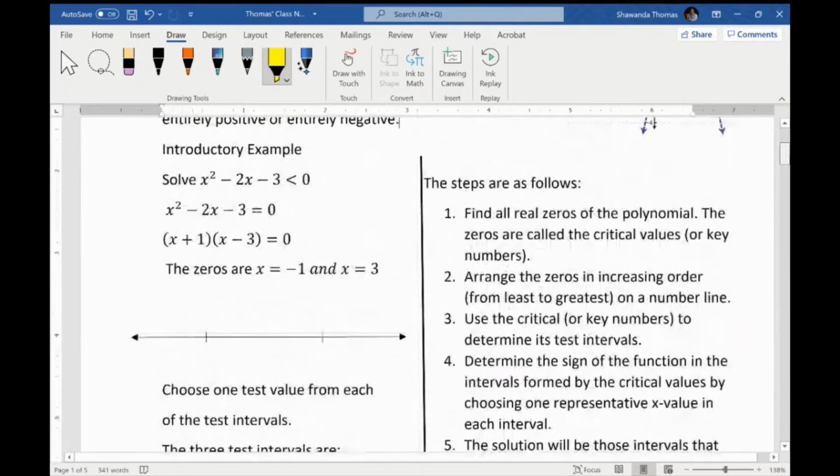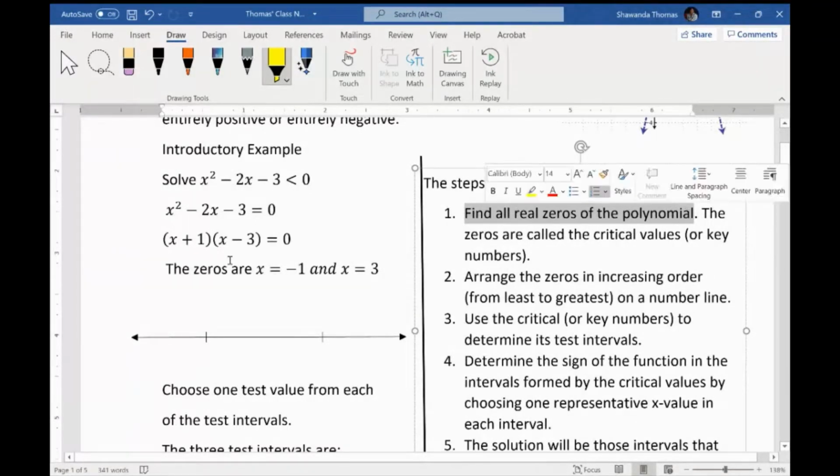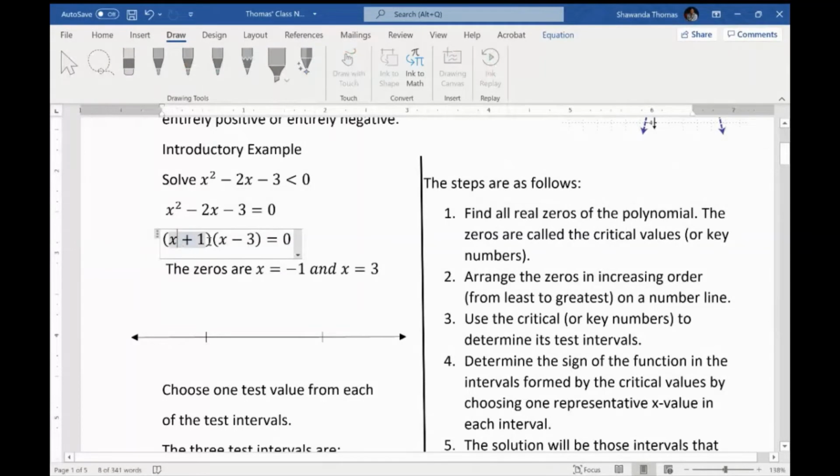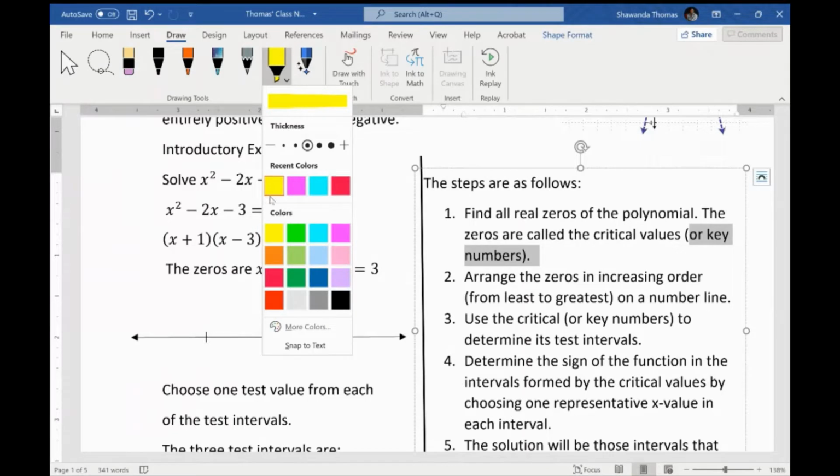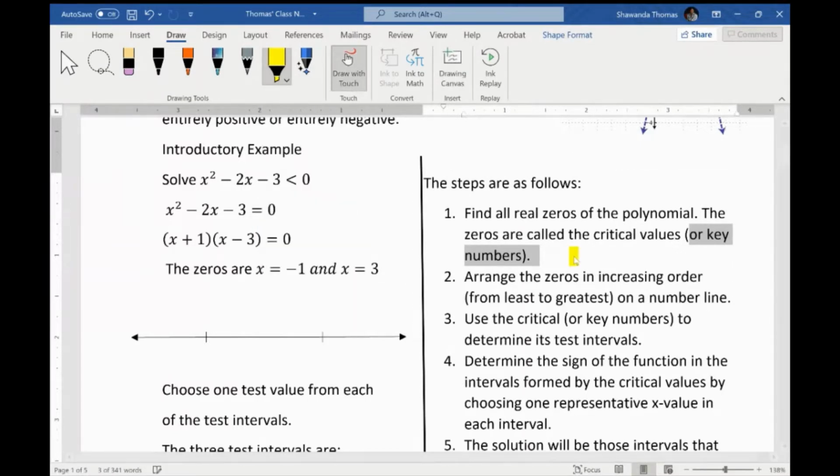All right. So the first thing we do, we follow these steps. Find all real zeros of the polynomial. We did that over here. x plus 1 times x minus 3 equals 0. We found out that the zeros are x equals -1 and x equals 3. We already did that. Those are called key numbers. I'm probably going to say critical values, or I might say key numbers. Just letting y'all know, I might use them interchangeably.